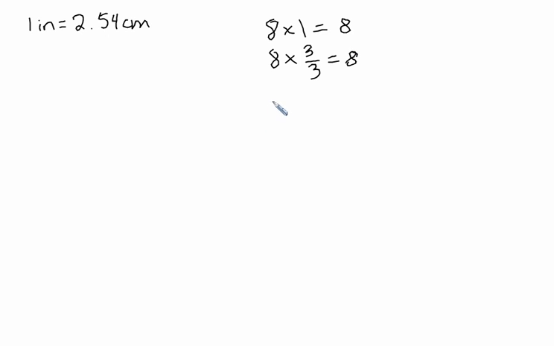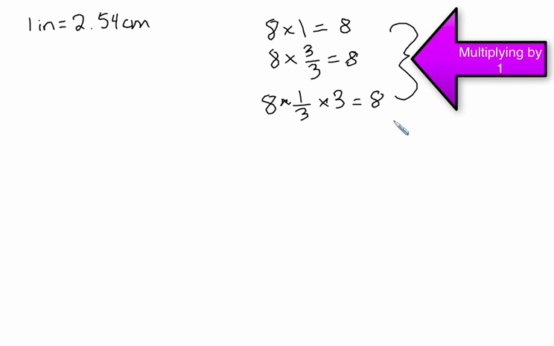Alright, now if we're going to take it one step further, if we're going to multiply the number 8 times a third times 3, alright, the 1/3 and the 3, if you multiply those two together, you get 1. So the answer that you are left with is 8. Now, this is what we call multiplying by 1. Okay? And this is quite possibly the most crucial step that we are going to use in unit conversion.